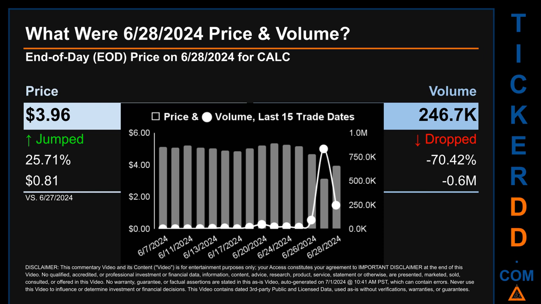Across a range of $2.02, the max and minimum end-of-day price were respectively 5.35 and 3.15. Volume saw a range of 832.5 thousand, from a day low of 1.6 thousand to a day high of 834.1 thousand.